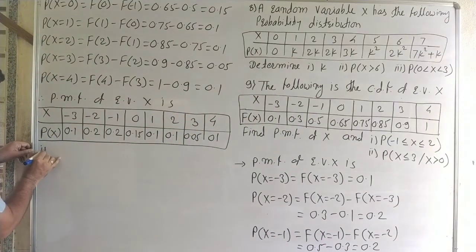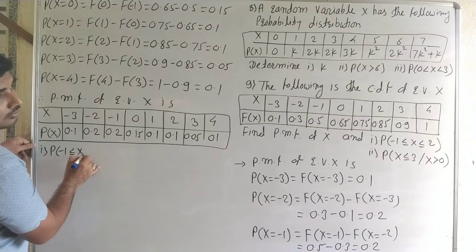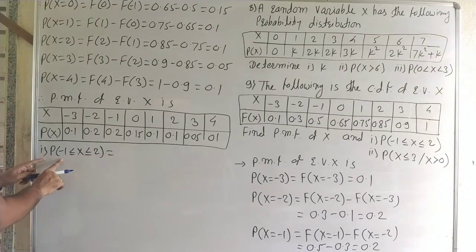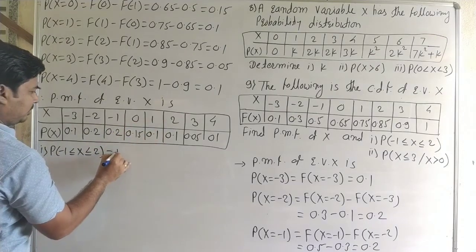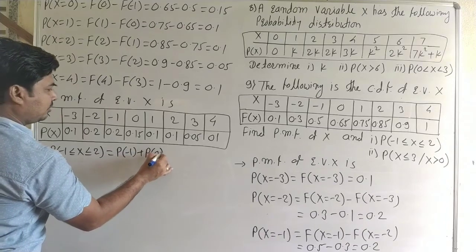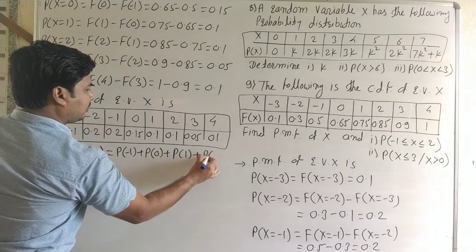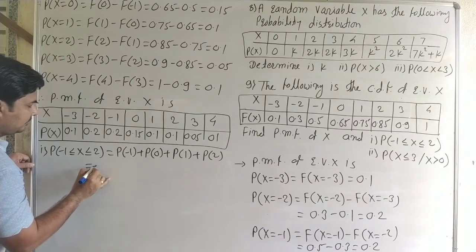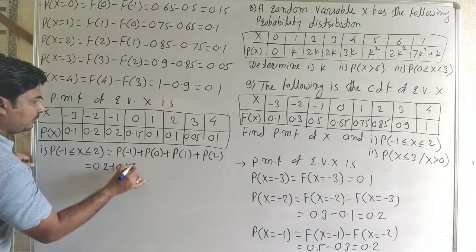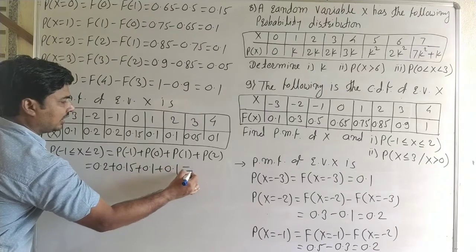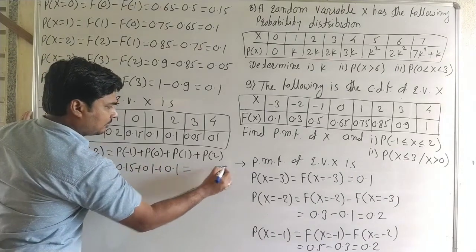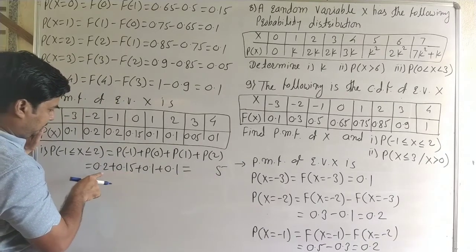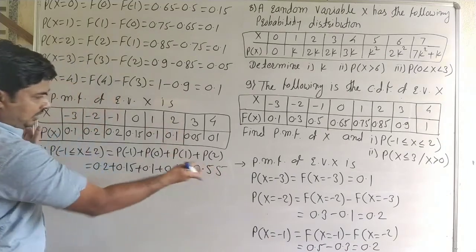Now the first question is probability of -1 less than x less than 2. Here -1 less than or equal to x less than or equal to 2, that means x in between -1 and 2, it is -1, 0, 1 and 2. Therefore it is probability of -1 plus probability of 0 plus probability of 1 plus probability of 2. See carefully, -1 to 2: -1, 0, 1 and 2. Then the addition of all this is 0.2 plus 0.15 plus 0.1 plus 0.1, and it is 0.55. Here it is the answer of the first question.